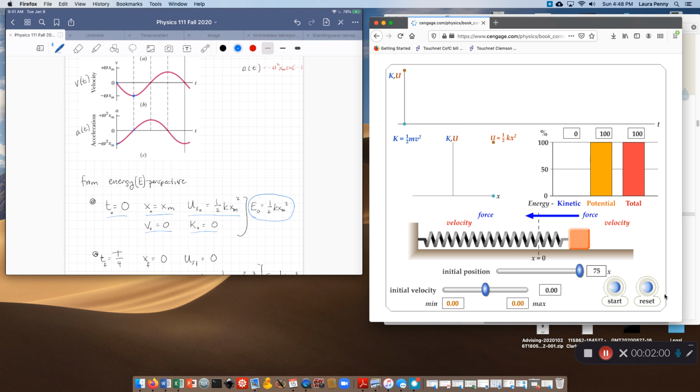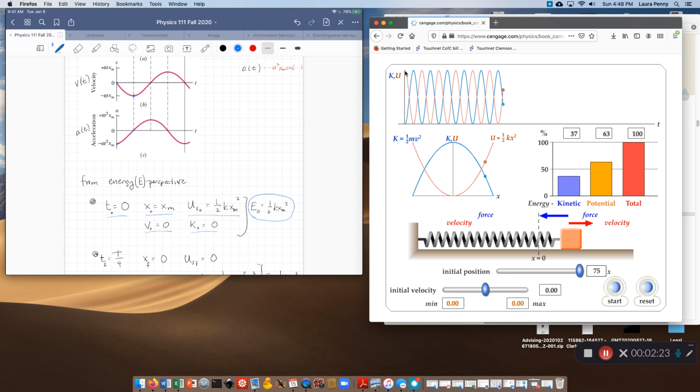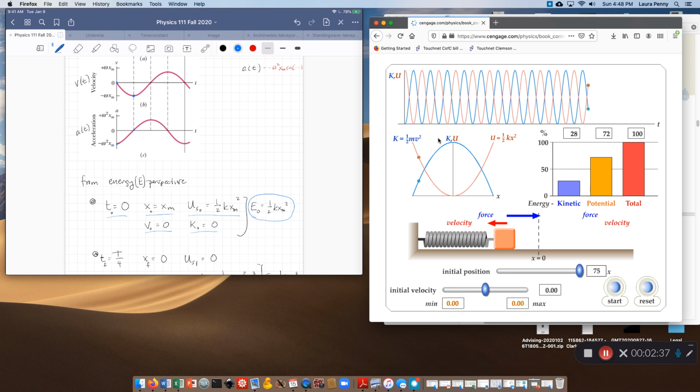So here we have maximum potential energy. All of our energy here is this, but then when we let this go, what we see is that we actually are switching off kinetic and potential energy all over the place. I love this diagram. There's so much going on here. As we look at our kinetic energy and potential energies, they are also sinusoidal, and we just have energy going back and forth between kinetic and potential over and over and over again.